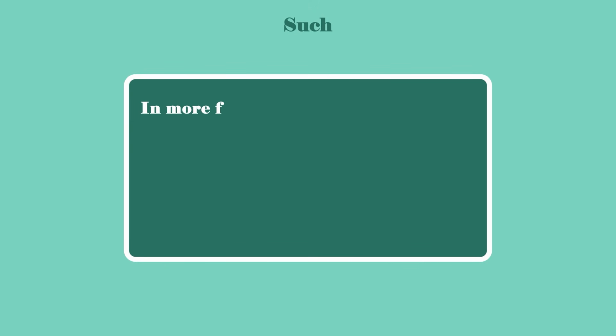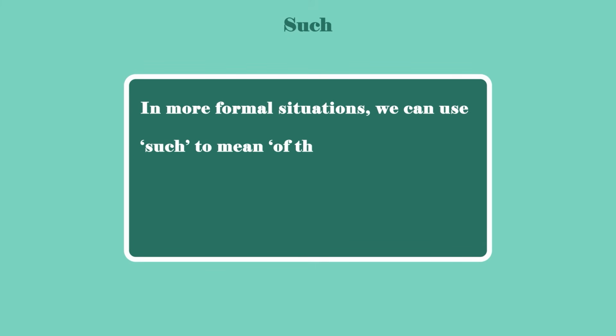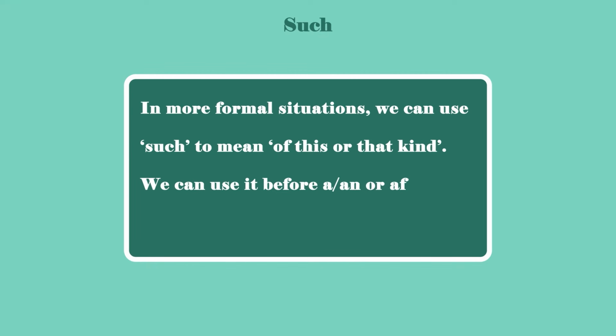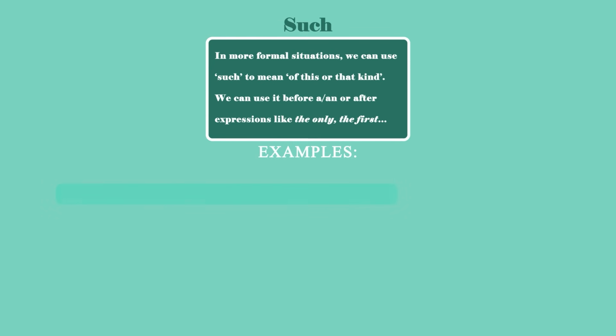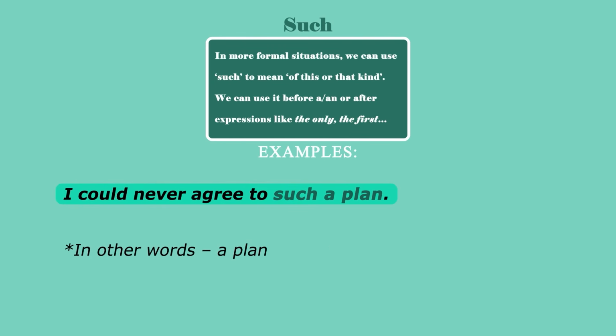In more formal situations, we can use such to mean of this or that kind. We can use it before a/an or after expressions, like the only, the first. For example, I could never agree to such a plan. In other words, a plan of that kind.